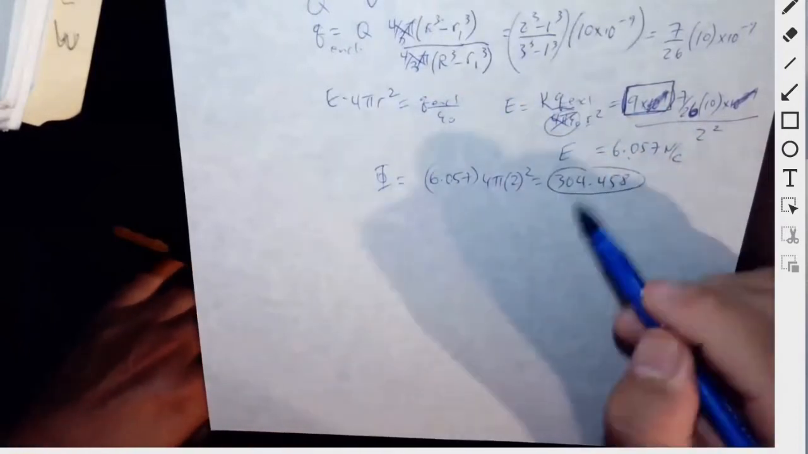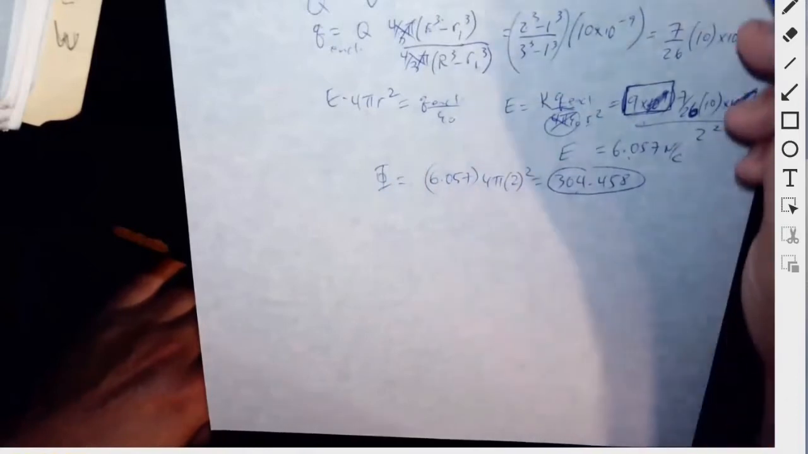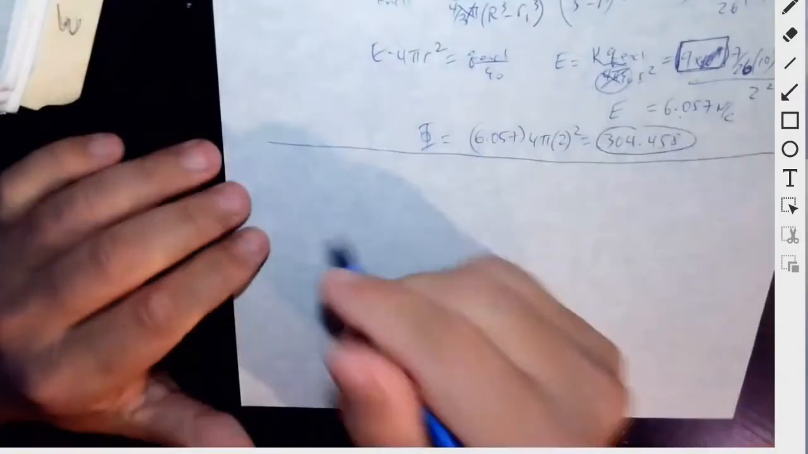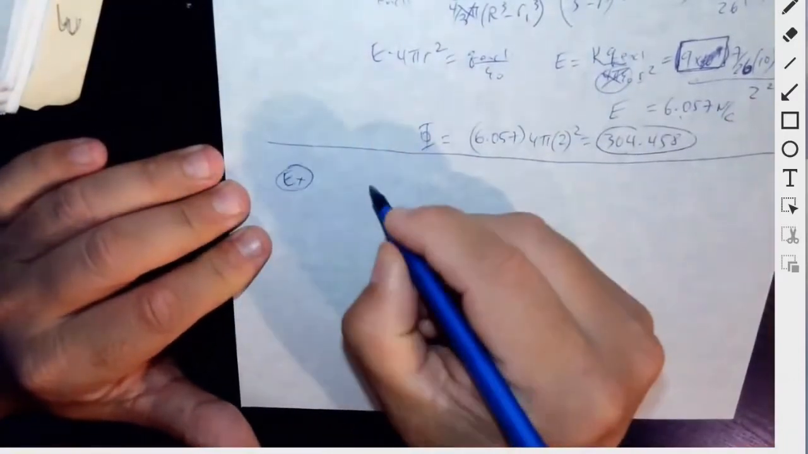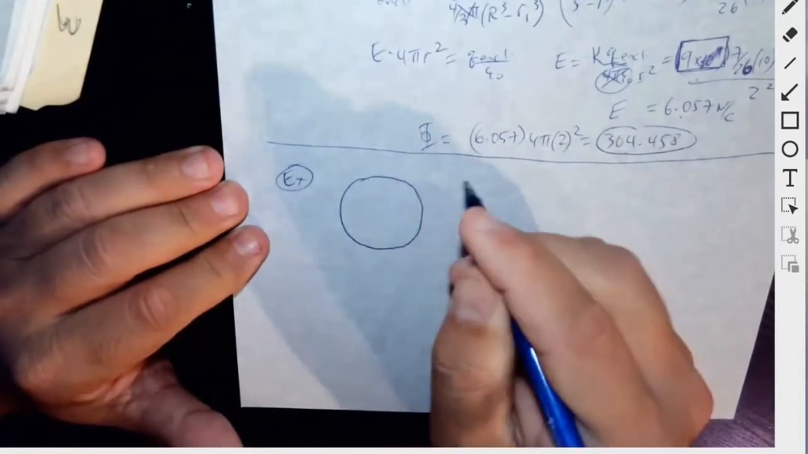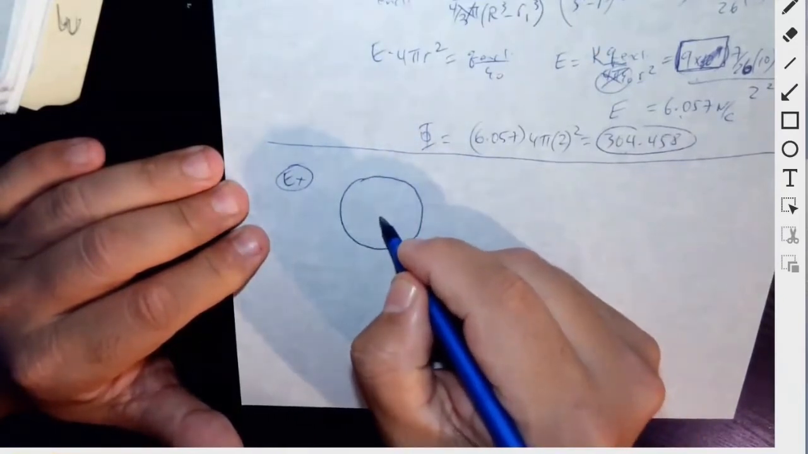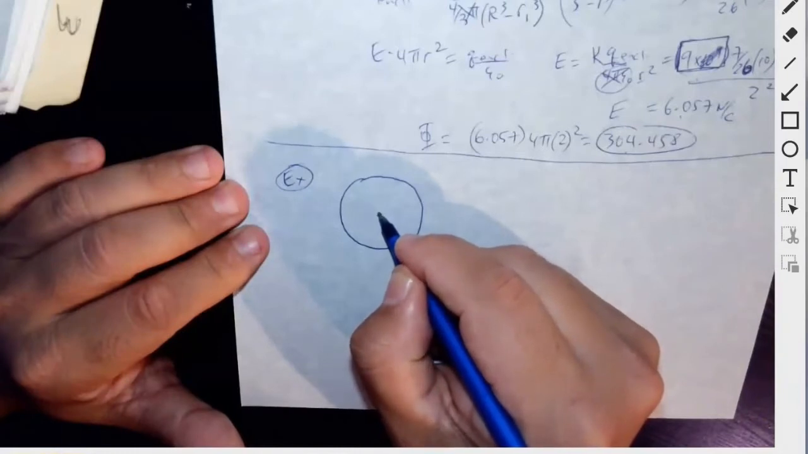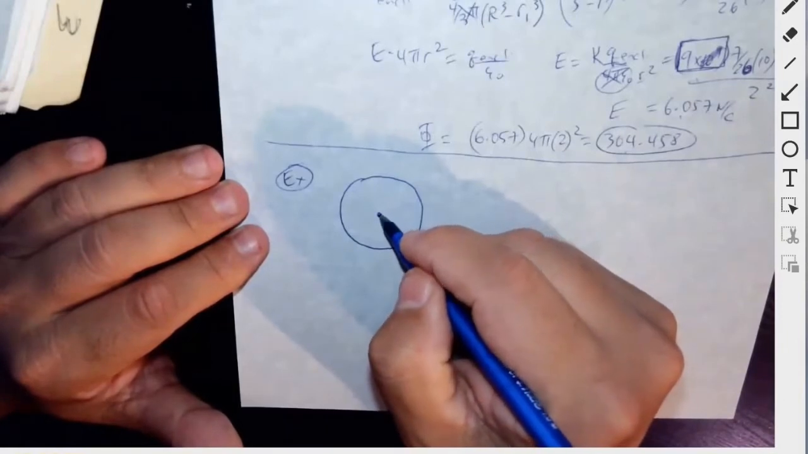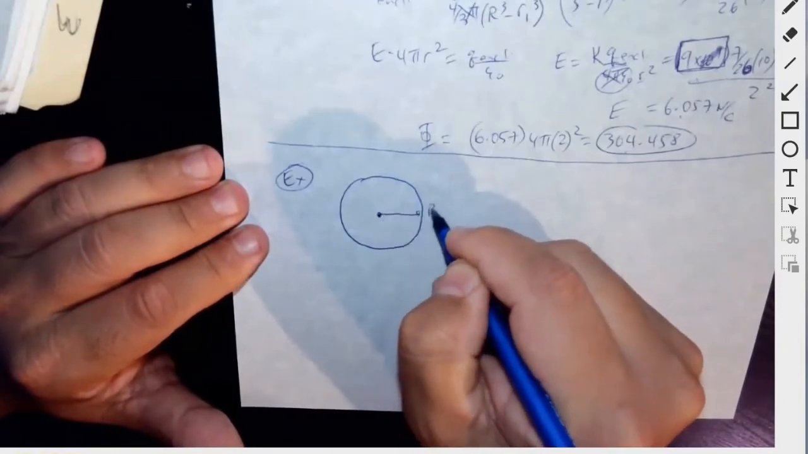Okay, so 304. Oh, so the flux is less, the electrical field is less. So I think we answered everything there. Okay, how about if the hole is like this? Let's say the radius is 1 meter. So the radius of the sphere is 3 meters.